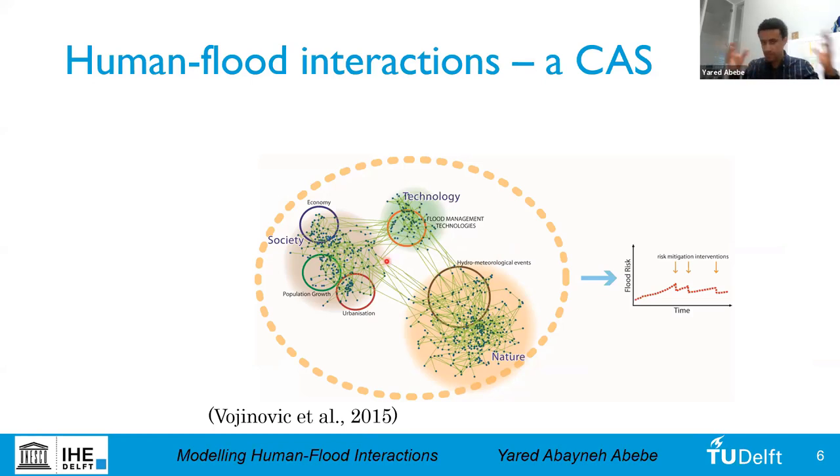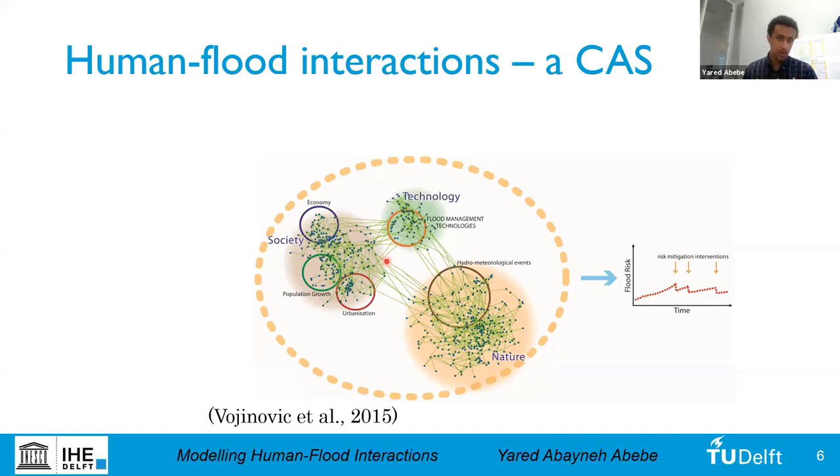So if you see here, with the interaction of the different elements of society, technological aspects, and the natural condition, all this interaction gives some level of flood risk. And due to the change in society, technology, and nature, the flood risk level also changes. So this is the emergent phenomenon that we call in a system study. When the components of this complex system adapt through learning or through evolution, and adapt in a positive way, so that they reduce flood risk in this case, then this is called a complex adaptive system. So a human flood interaction, a flood risk management system, is a complex adaptive system.